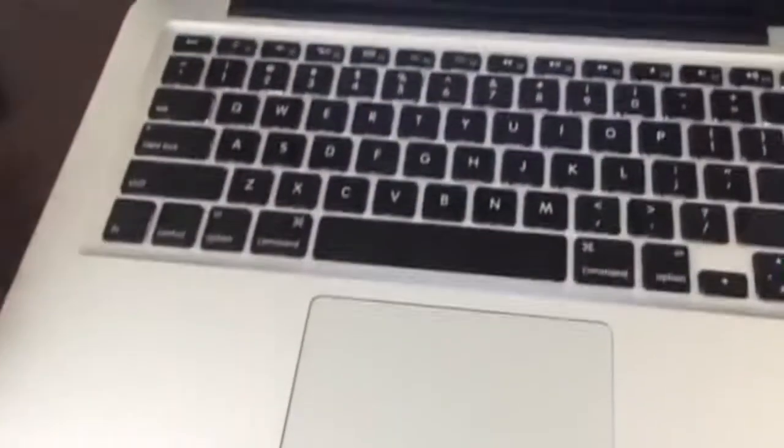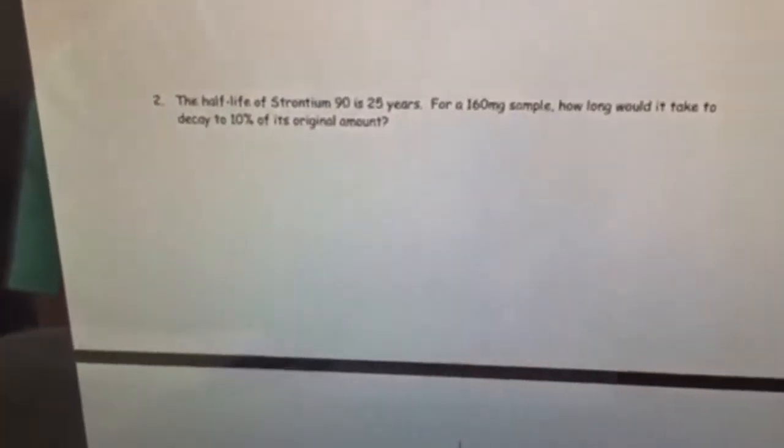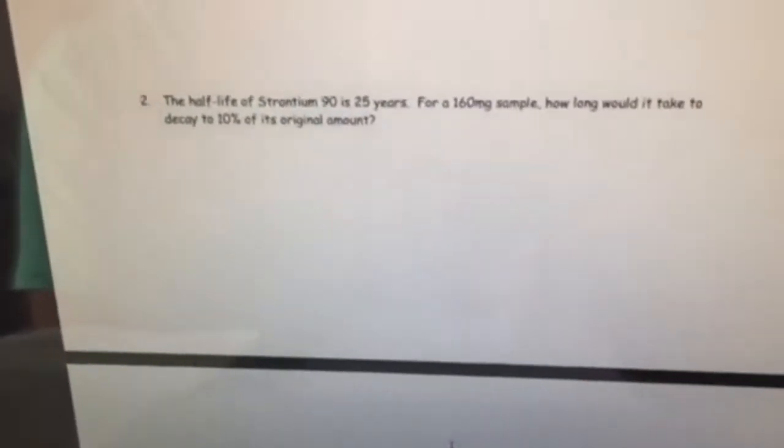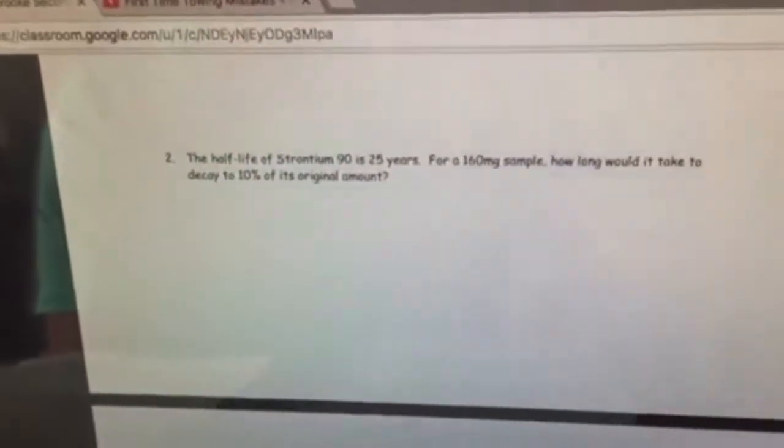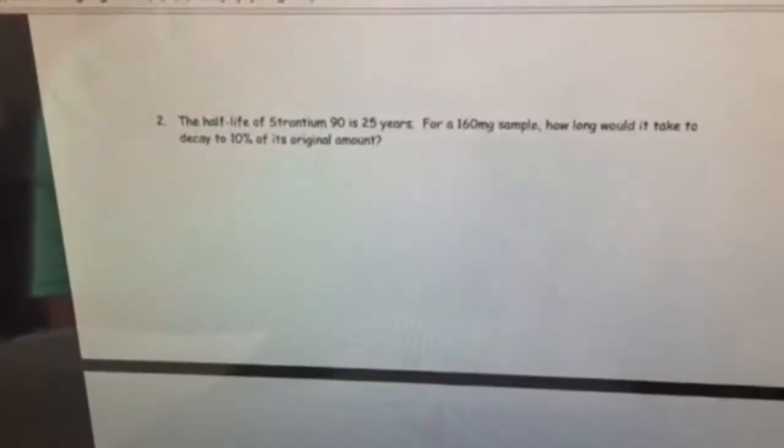It's an application question, and it's this question right here. So what it reads is, the half-life of strontium 90 is 25 years. For a 160 milligram sample, how long would it take to decay to 10% of its original amount?